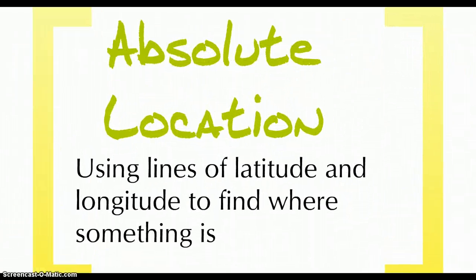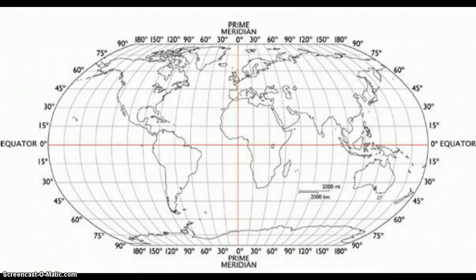The first is called absolute location. This is where we use lines of latitude and longitude on the map to find where something is. Make sure that you write in your definitions before you move on in the video. If you need to press pause to write down, you can, and then go on when you're ready. So here are some examples of latitude and longitude lines, and this is how we find places using absolute location. We'll practice this together in class.